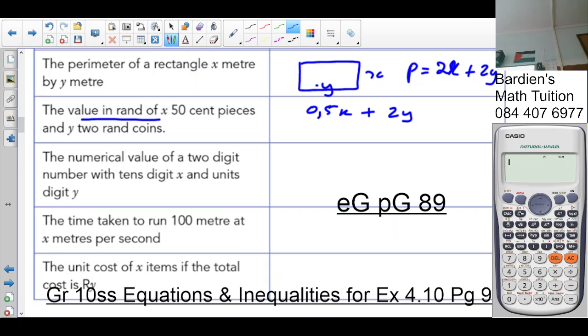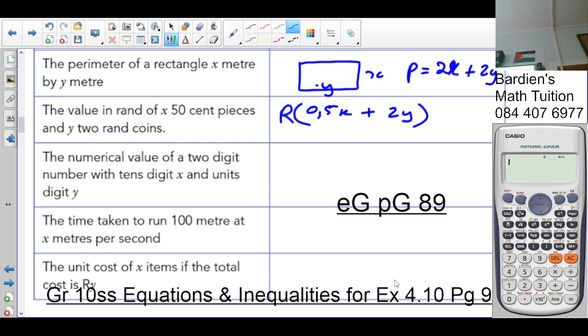Okay, and then they want your answer to be in rands. If they want it in cents, however, then it's going to be 50 times x plus 200y. But that would have been in cents. But that wasn't the question. No? The question was specifically in rands. So that we take out.